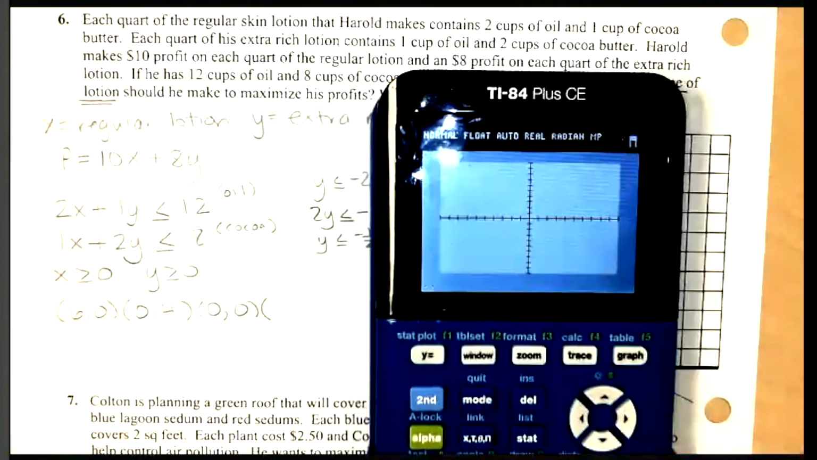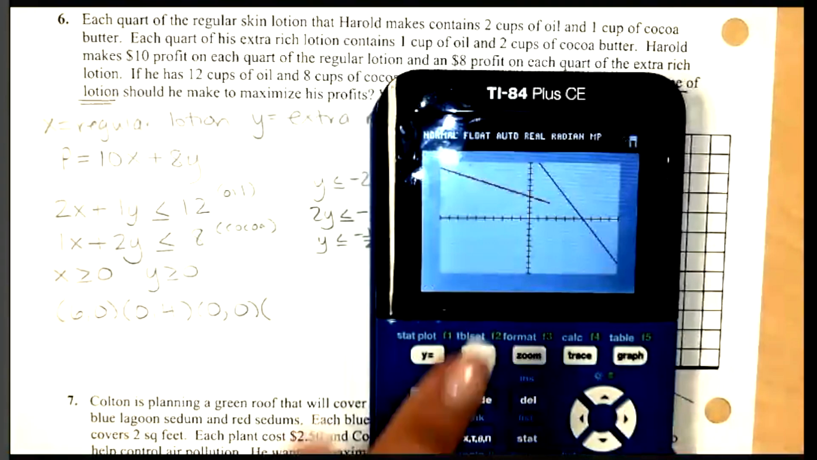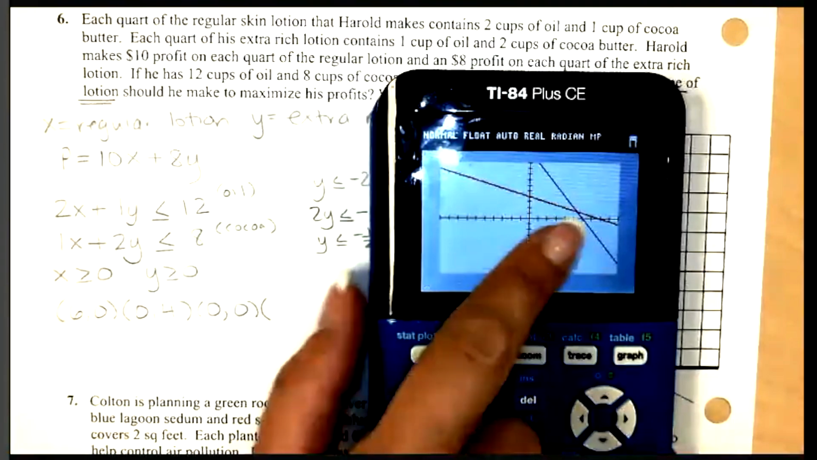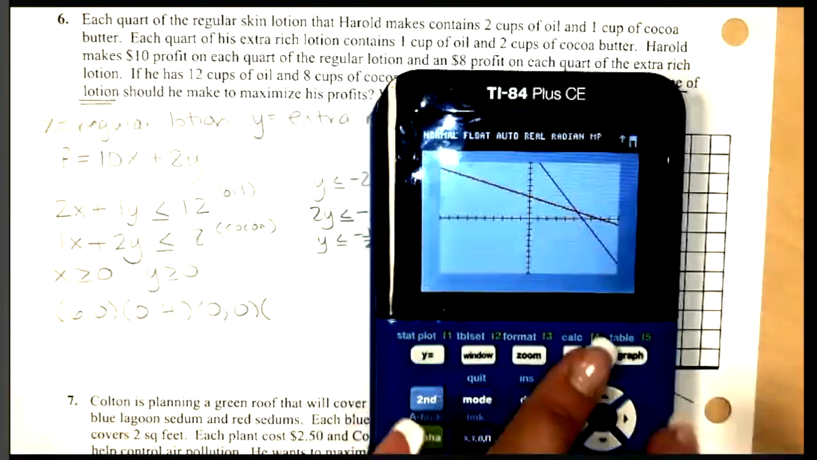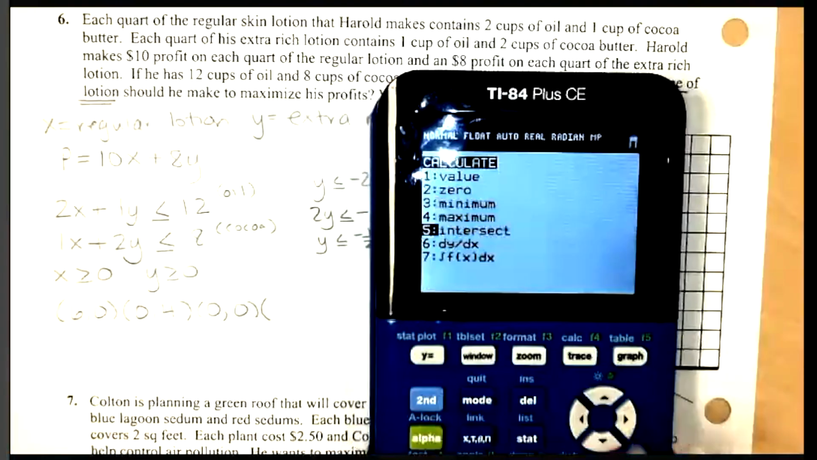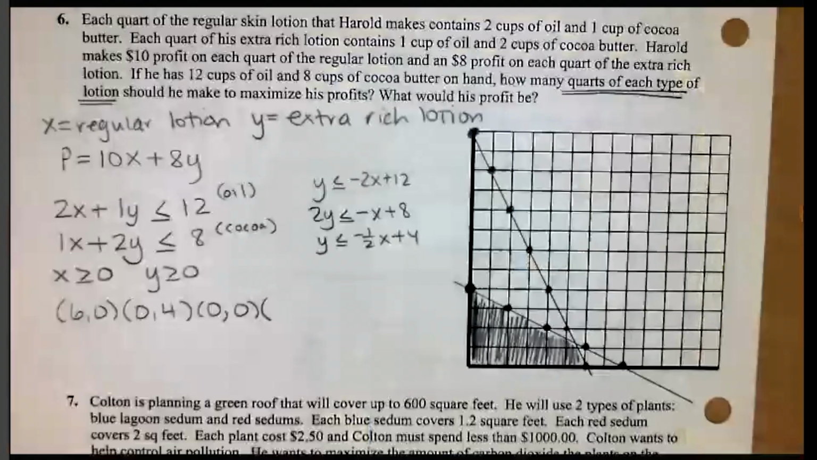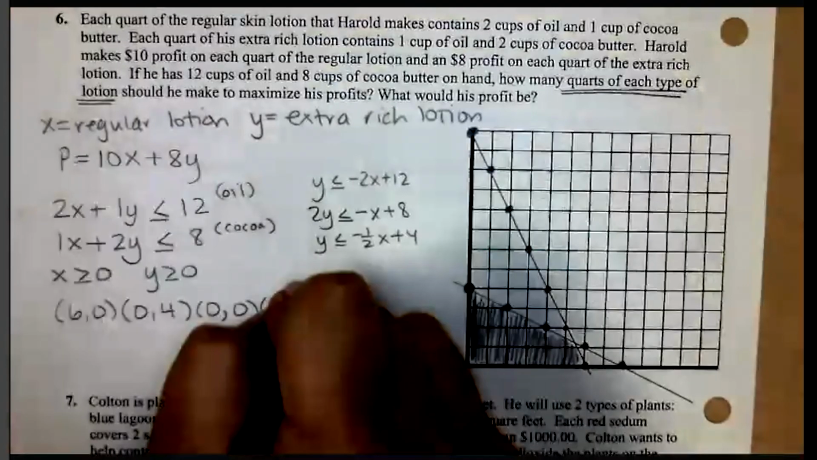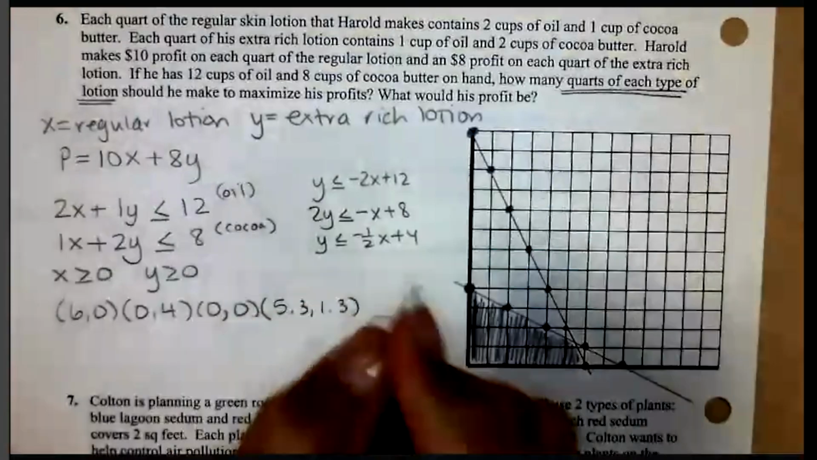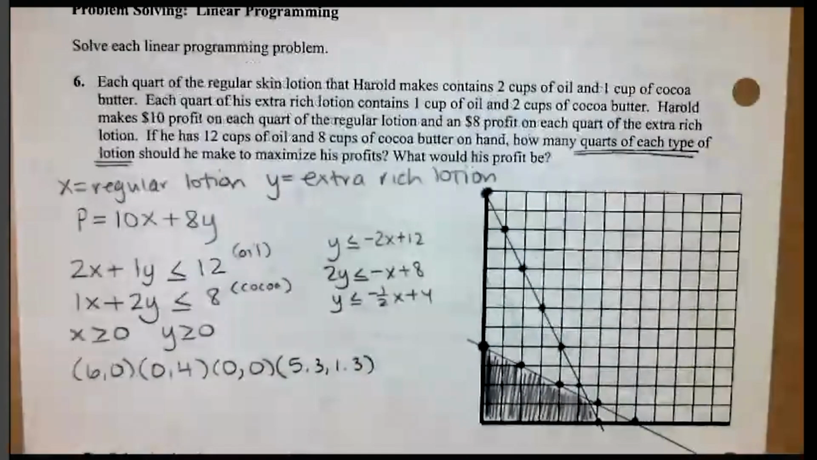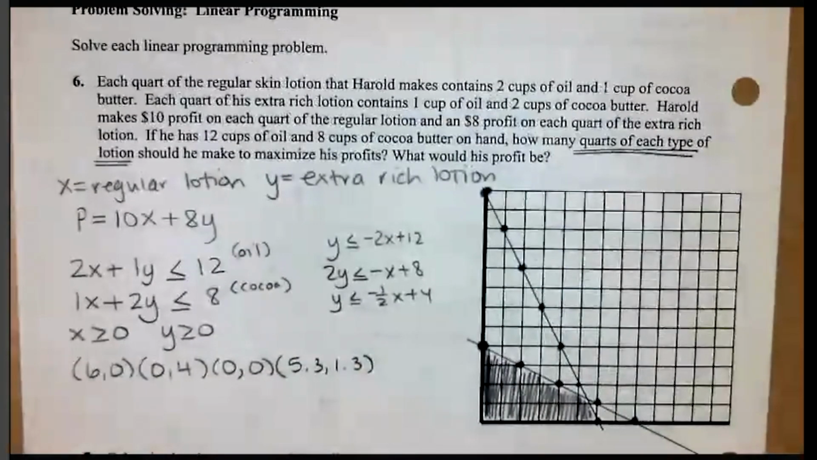So here are our 2 graphs. And the point we're looking for is that intersection point right there. So we hit second, trace, intersect. Enter, enter, enter. And there it is at 5.3 and 1.3. Now that we have all of our vertices, we are ready to plug them into the objective function.